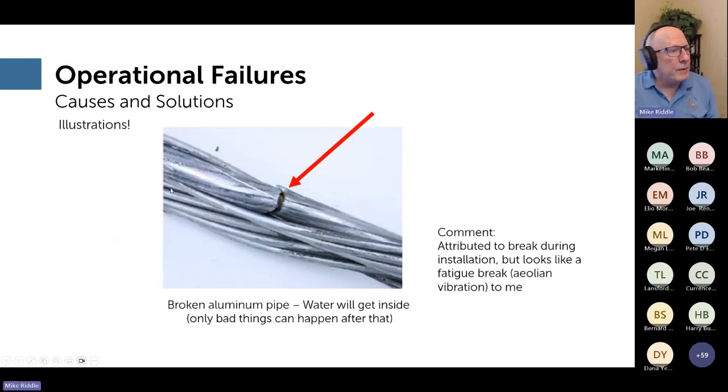So here's an example of a pipe breach. Now, this was attributed to breaking during installation, but to me, it suspiciously looks exactly like an Aeolian vibration fatigue break. But in any event, whatever caused it, water getting inside, nothing good can happen. I don't know the history of this, where this picture came from or anything, so I could be totally wrong.